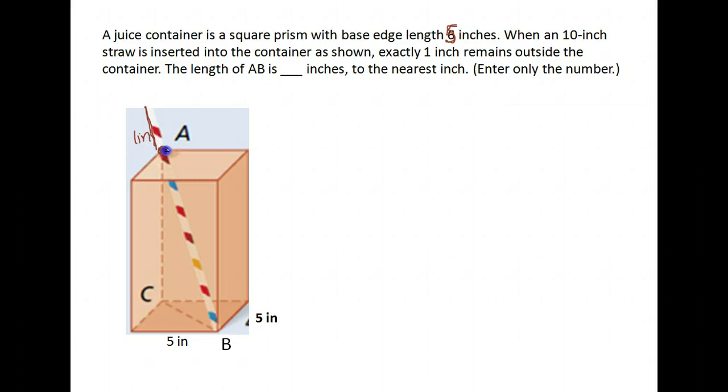So where is AB? It's starting here at the top of the container, going diagonally down to the bottom. Well, that would be the length of our straw minus this 1 inch section. So originally the straw was 10 inches long. If we subtract that inch that's sticking out of the top, it's 9 inches. So the length of AB would be 9 inches.